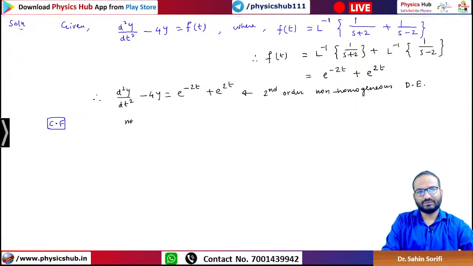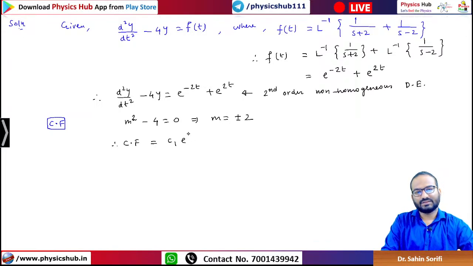First of all, characteristic equation we have to write. M square minus 4 equals 0. M equals plus minus 2. So the complementary function becomes c1 e to the power 2t plus c2 e to the power minus 2t. Okay. Moreover, we need to find out the particular integral.